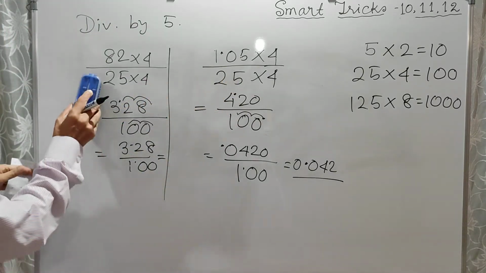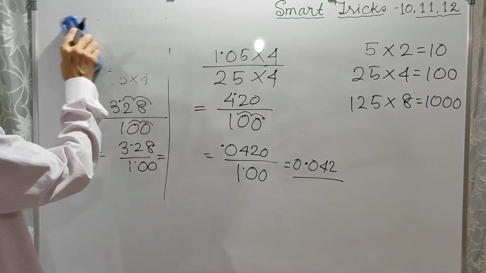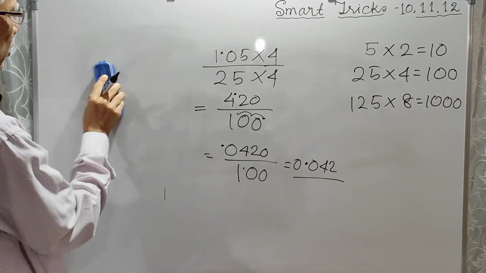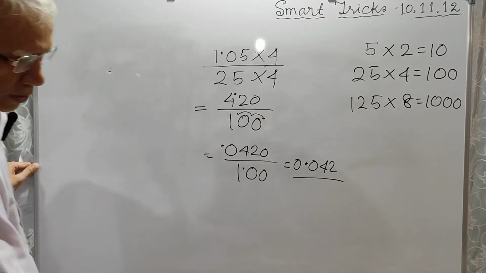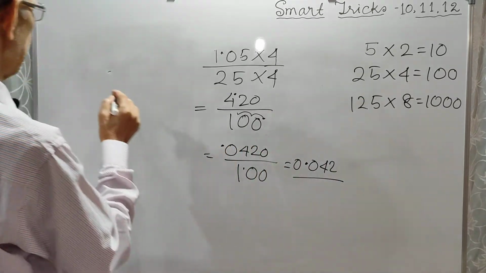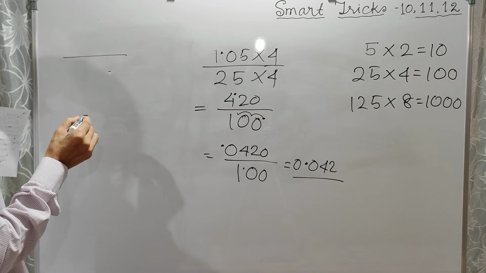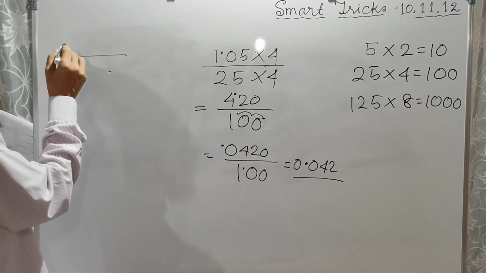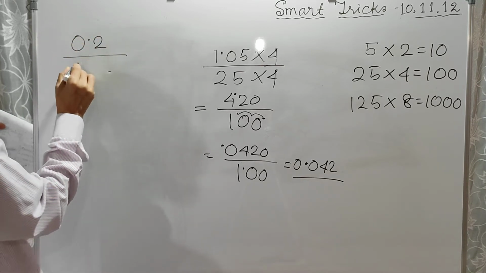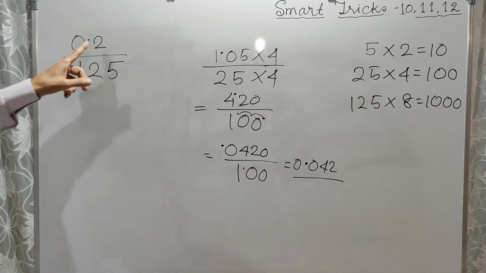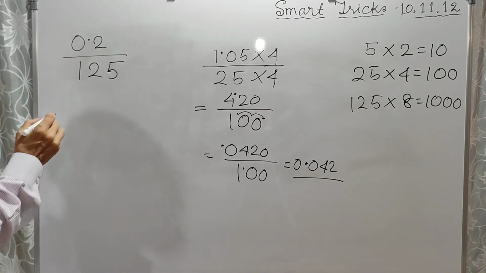4. Now let us see when the divisor is 125. Let us see one sum where the divisor is 125. For example, this one, suppose 0.2 divided by 125. All right.